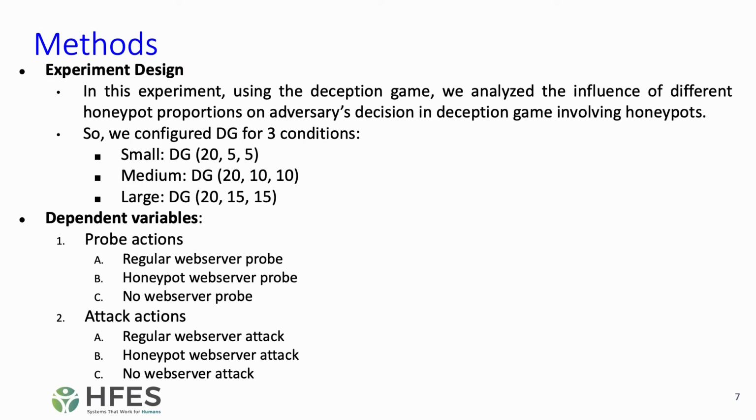So to investigate the effect, we varied DG into three conditions: small, medium, and large. We translated DG into DG255, containing only 25% honeypot web servers, in the medium 50% as honeypots, and in the large condition 75% were honeypots. We had six dependent variables for our experiment: three for the probe action, namely regular web server probe, honeypot web server probe, and no web server probe, and likewise three for the attack action.